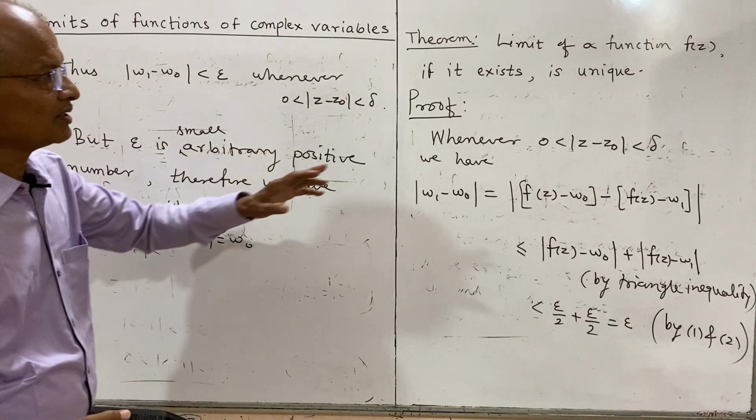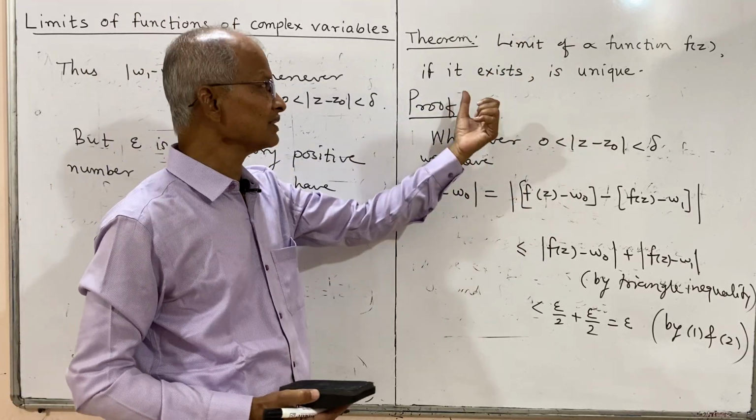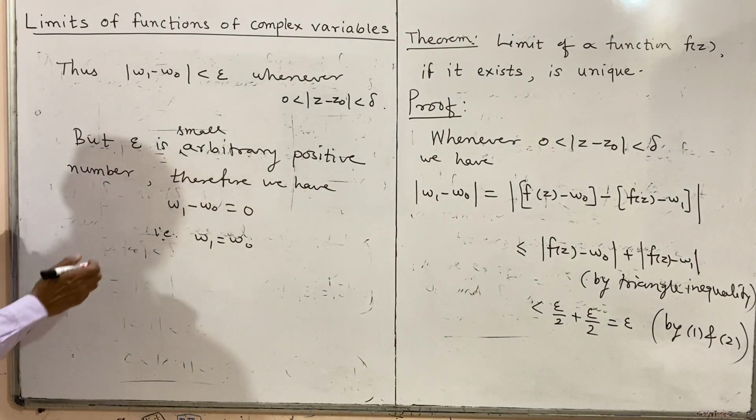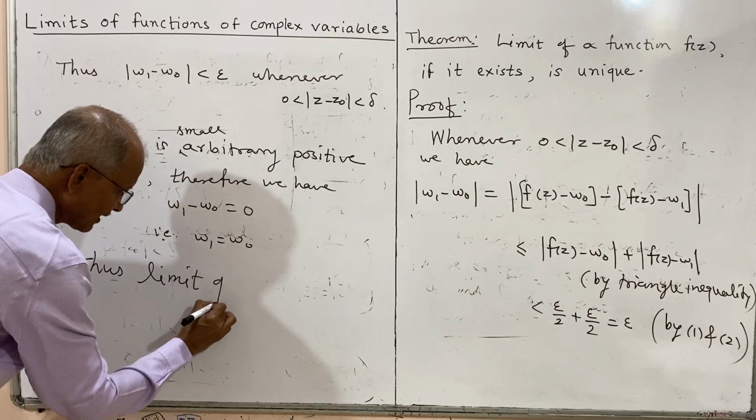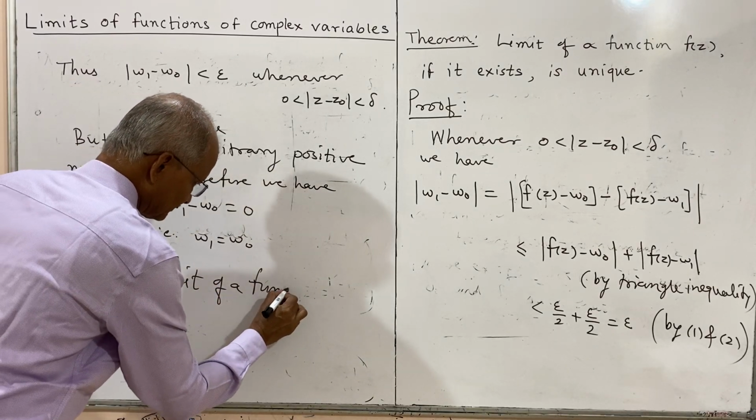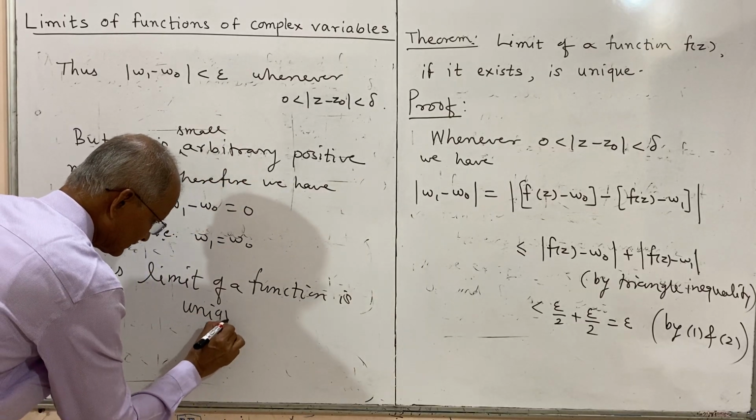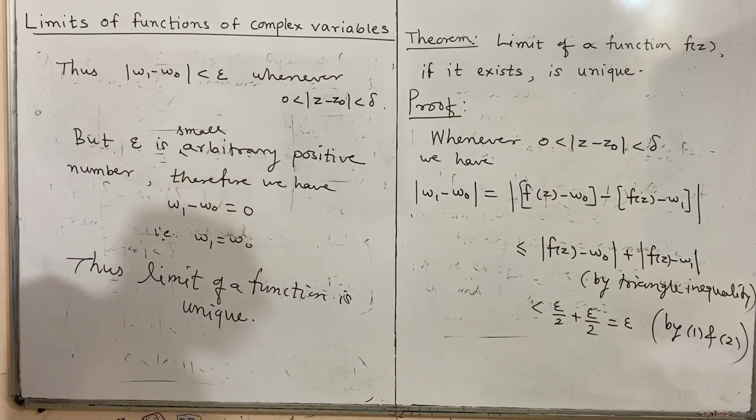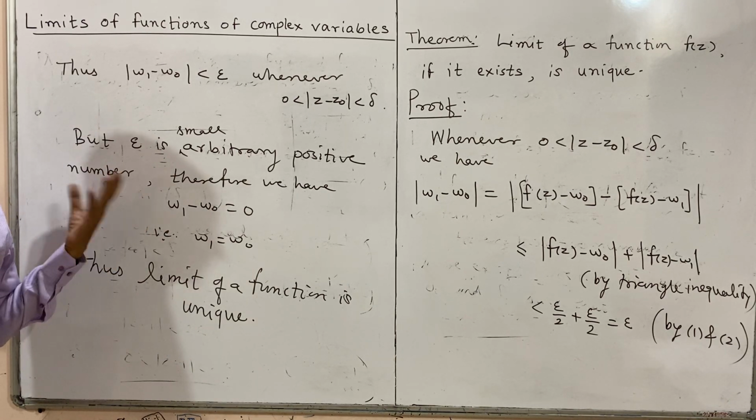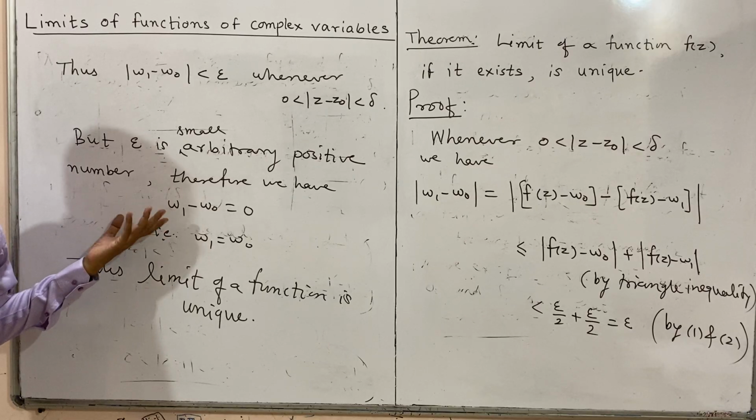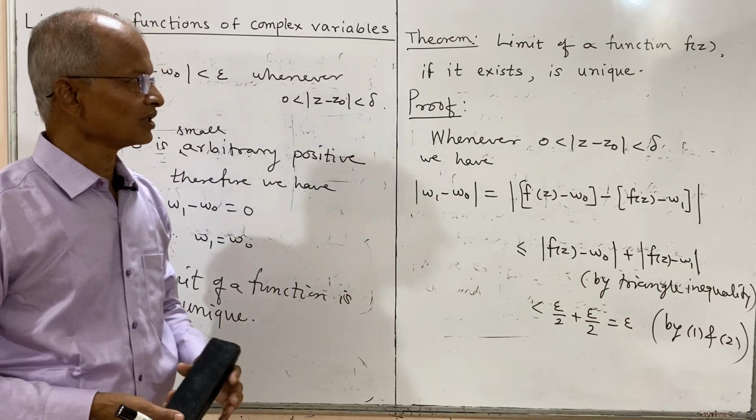What we have assumed is the limit of f of z as z tends to z0 is w0 and the limit of f of z as z tends to z0 is w1, but both are equal. Thus the limit of a function is unique. In this way we have studied the definition of limit and how to use that definition to show the limit of a function is a given quantity, and also we have proved the result that the limit of a function is unique.